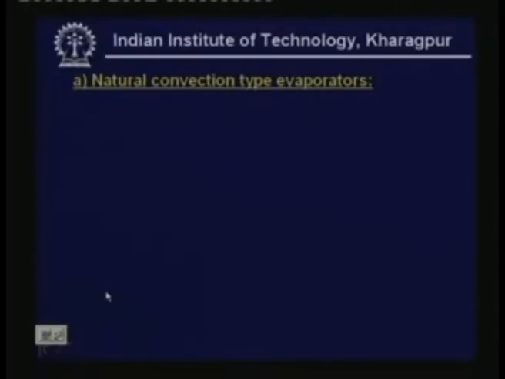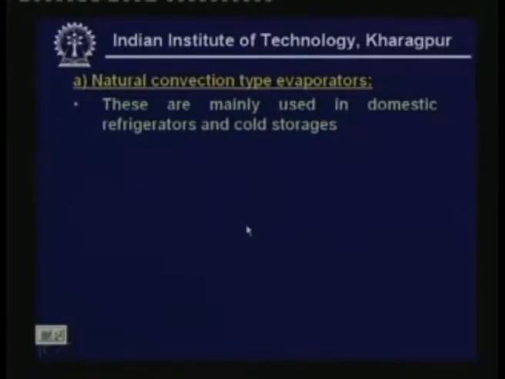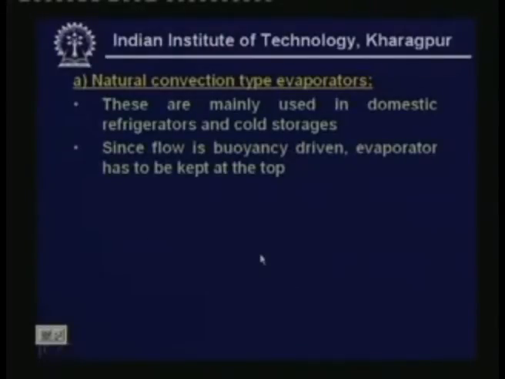Now, let me explain the salient features of some of the important types of evaporators. So, let me begin with natural convection type of evaporator. Natural convection type of evaporators are mainly used in domestic refrigerators and cold storages. Since flow is buoyancy driven, evaporator has to be kept at the top.